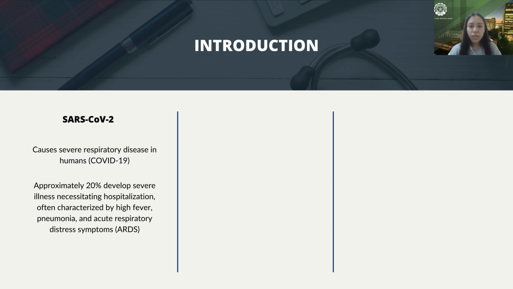The emergence of severe acute respiratory syndrome coronavirus 2, or SARS-CoV-2, in December 2019 has led to the global pandemic of COVID-19. While most cases exhibit mild or no symptoms, approximately 20% develop severe illness necessitating hospitalization, often characterized by high fever, pneumonia, and acute respiratory distress syndrome, or ARDS. The pathogenesis of COVID-19 involves imbalanced cytokine responses, endothelial inflammatory reactions, and vascular thrombosis.